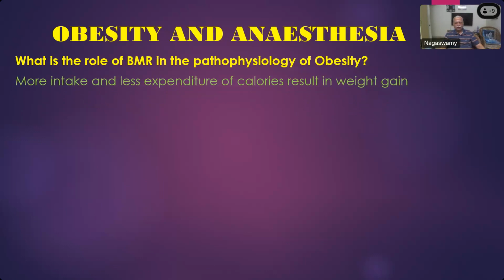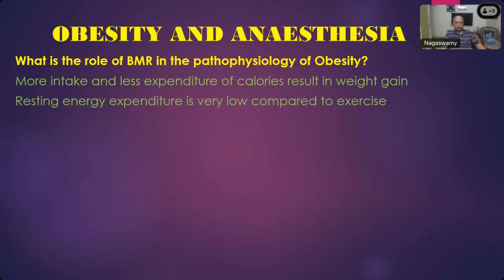That is the most important reason for the environmental type of obesity, that is, obesity created by our own habits. There are genetic causes where obesity may run in families, but the majority of the obesity which we see in the normal population is due to more energy intake and less energy expenditure. And resting energy expenditure is very low in these people compared to the exercise which happens in normal people. In normal people, even when you walk for a few kilometers, you spend more energy.